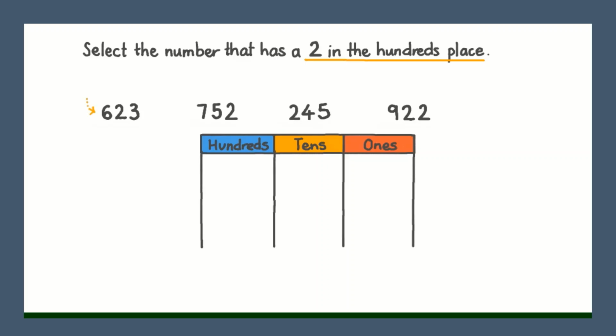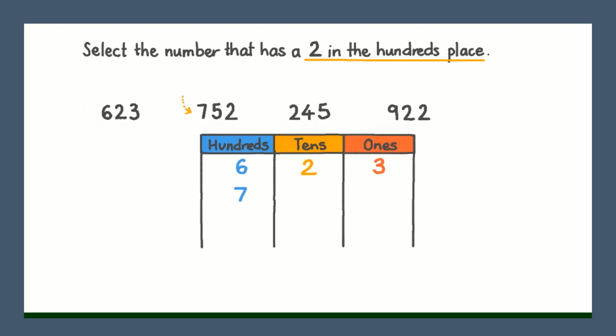Let's look at the first number to begin with. It's made up of a 6, followed by a 2, and then a 3. This number has a 2 in it, but when we look at our grid we can see that the 2 is in the tens place. This isn't the number we're looking for, is it? The digit 2 has a value of 2 tens or 20, and we read this number as 623.